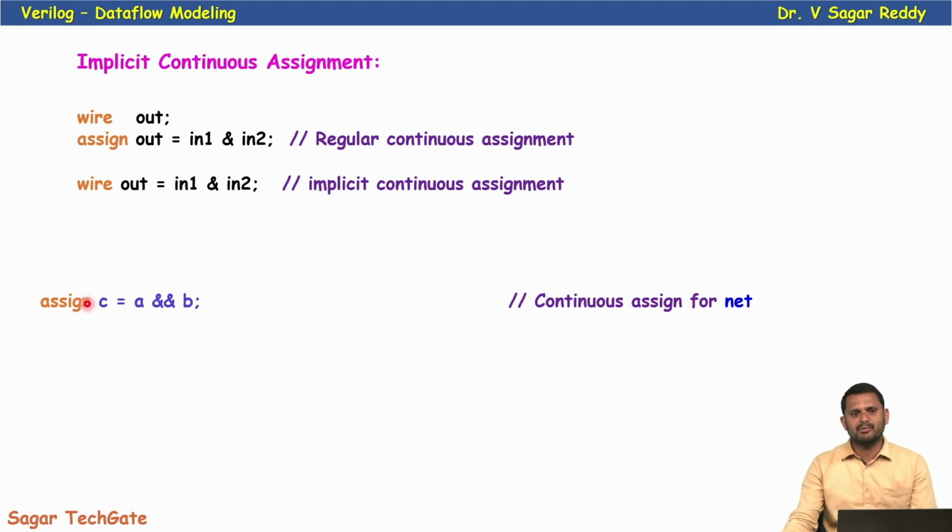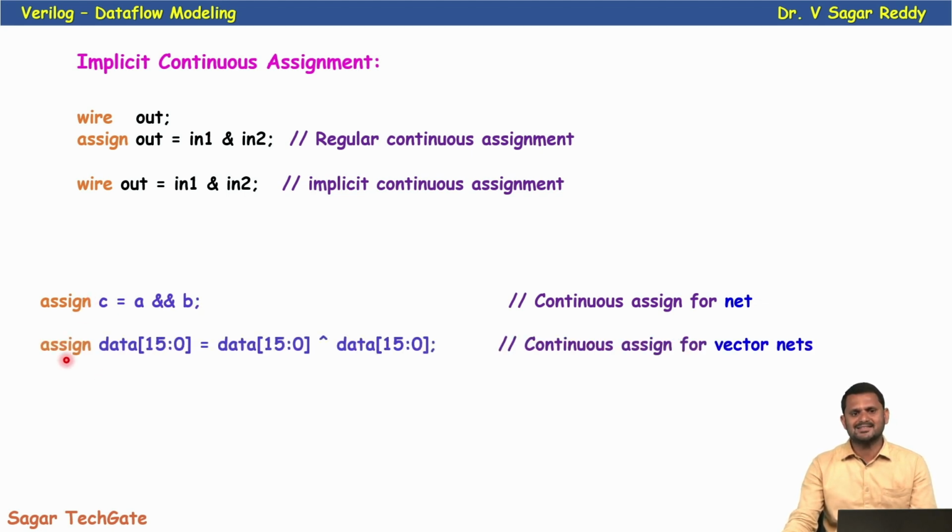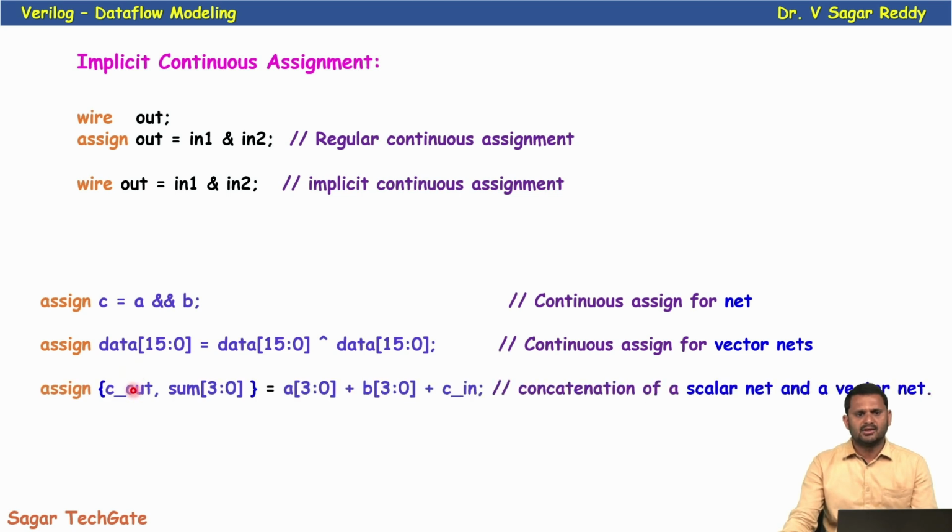Now assign c is equal to a and b. This is a continuous assignment for net type. c is a net type. Now assign data[15:0] equal to data[15:0] XOR data[15:0]. This is a continuous assignment for a vector net. It should be net type only, scalar or vector. Now assign {Cout, sum[3:0]} equal to a[3:0] plus b[3:0] plus Cin. So concatenation of scalar net and vector is also possible. We can concatenate both scalar and vector net types.